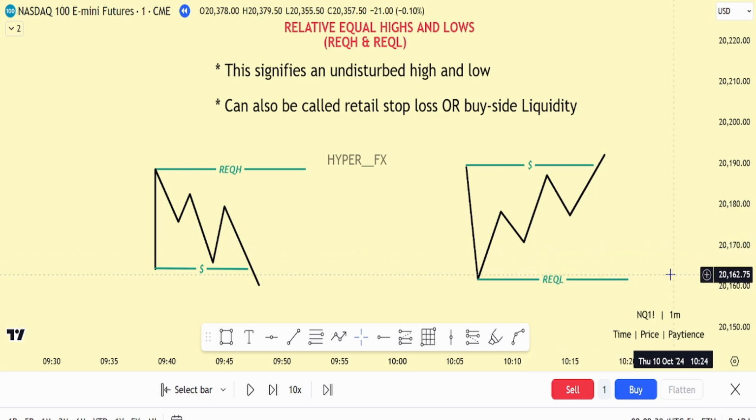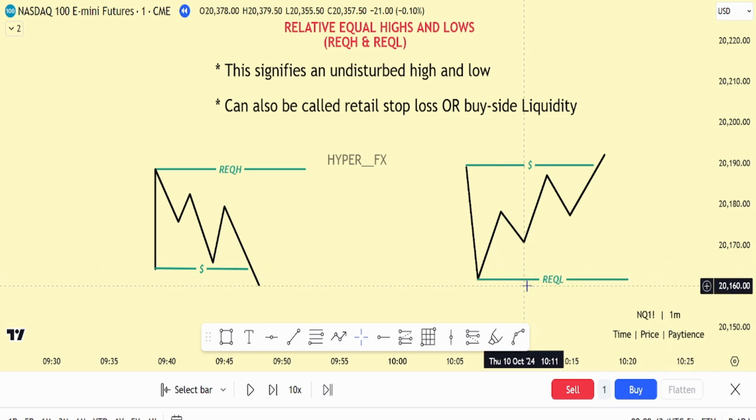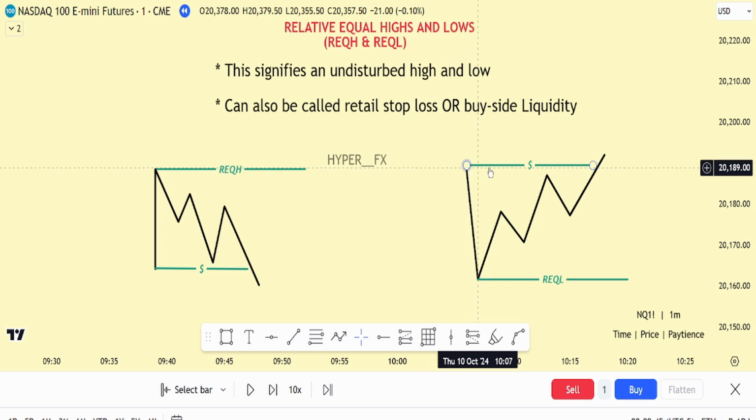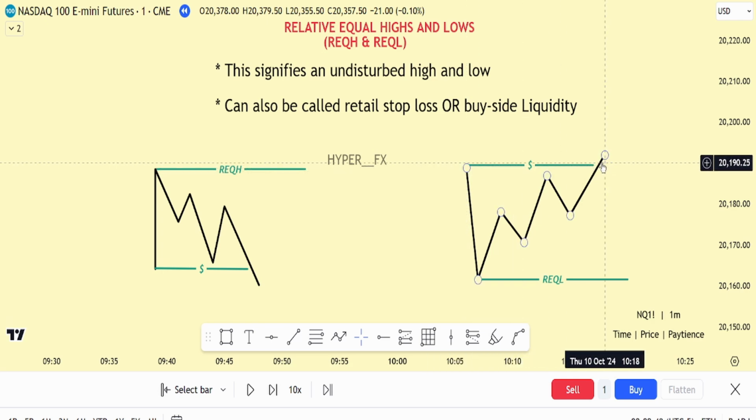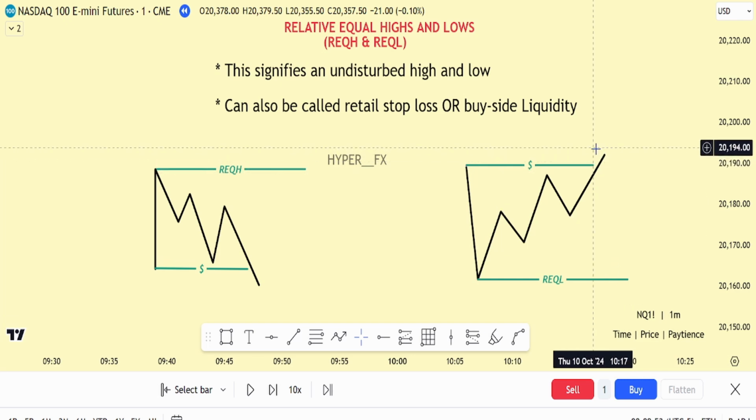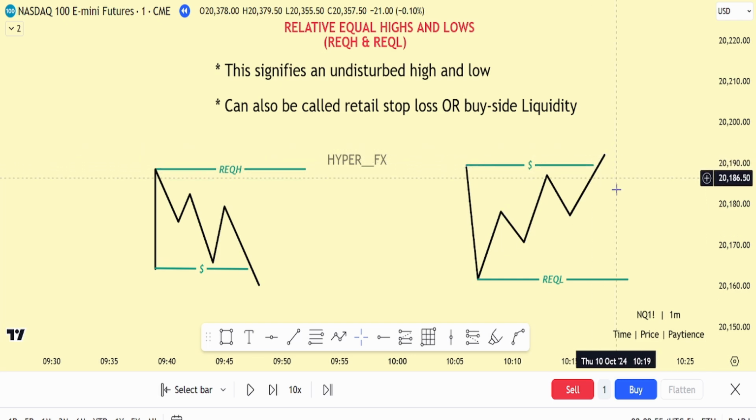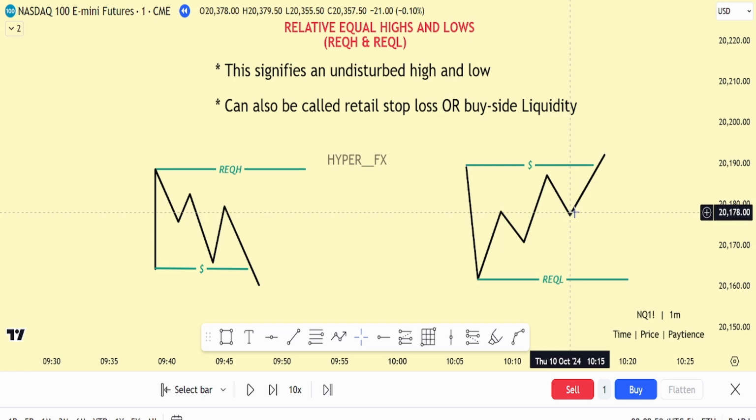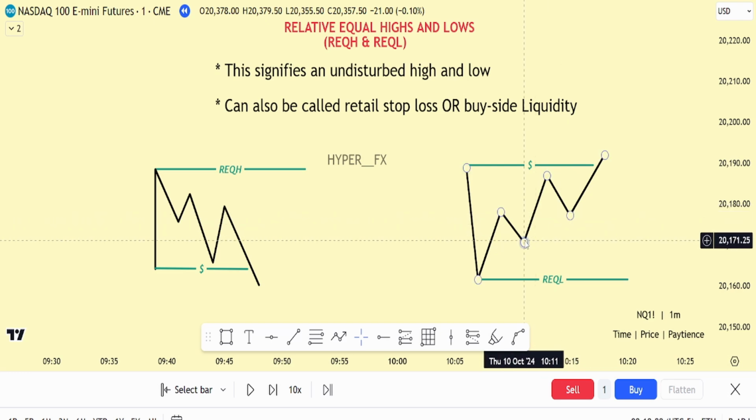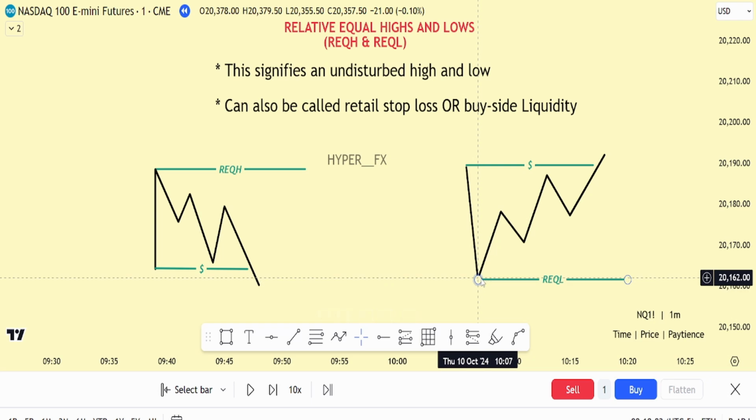Okay, not a relative equal high, sorry, a relative equal low. Considering that price has already engaged this liquidity that sits here with this swing price, you can see that this low is higher than this low and this low is higher than this low. So this makes here open because price is yet to engage it. So let us engage this price right here.